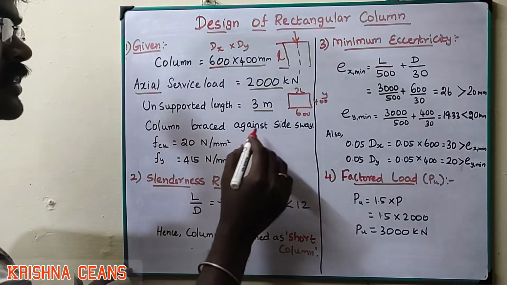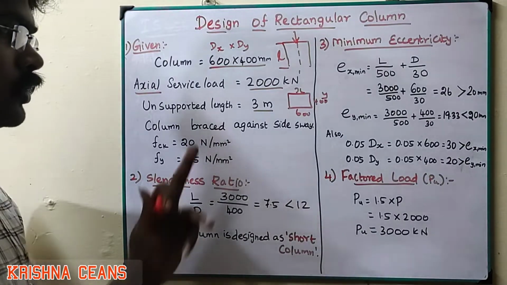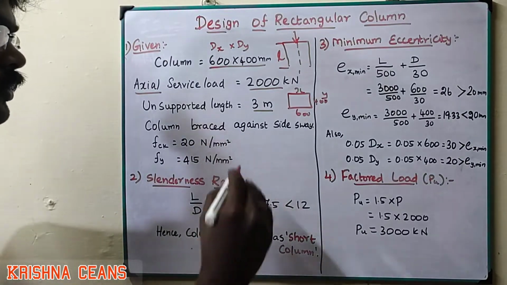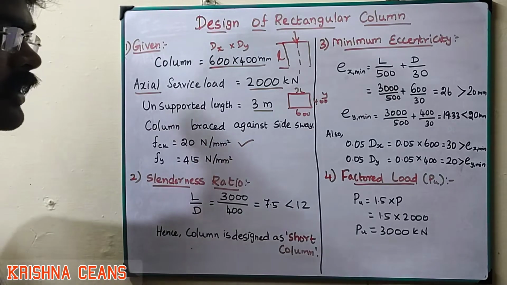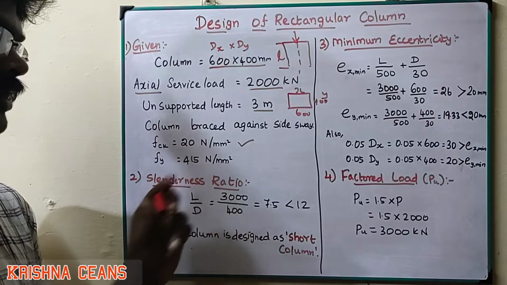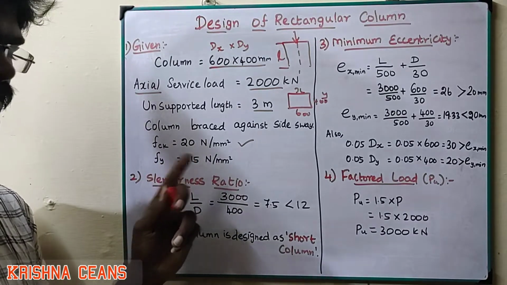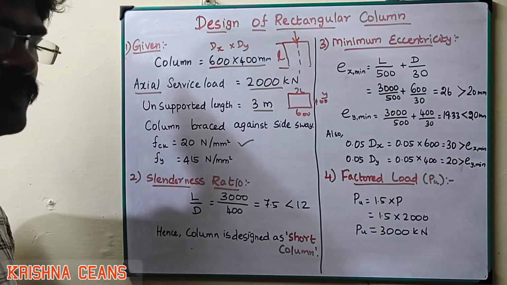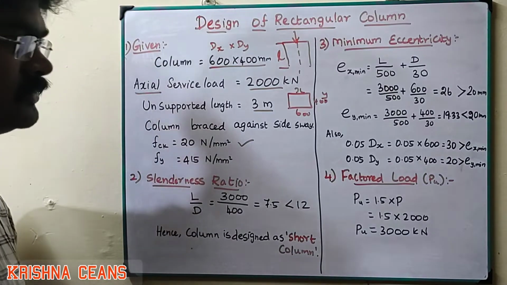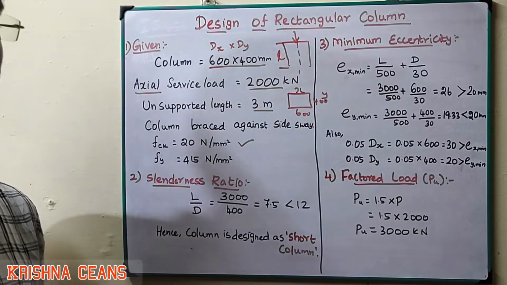Then the column is braced against side sway. So they provided the bracing to restrict the side sway. Next, M20 grade is given, so the characteristic compressive strength fck is 20 Newton per mm square. Yield stress fy is given, steel 415 Newton per mm square. So these are the details provided for the design of the rectangular column.